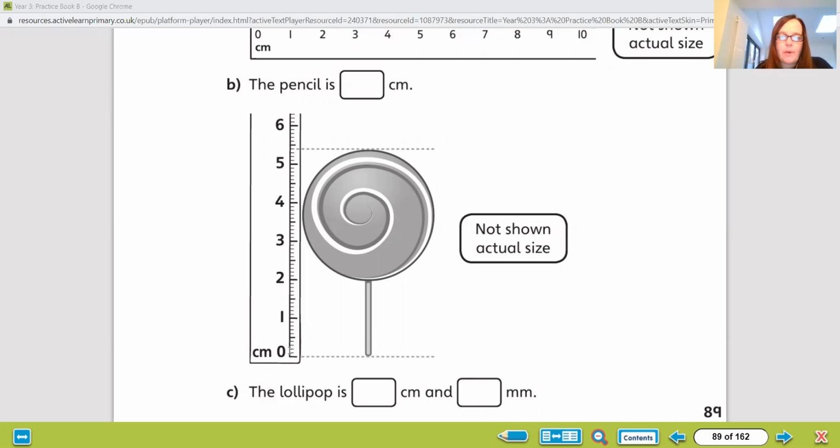So let's see how big the lollipop is. So it starts at 0 and it's 5 centimetres. 1, 2, 3, 4 millimetres. So it's 5 centimetres and 4 millimetres. 1, 2, 3, 4, 5 centimetres. And then each one of these little lines is worth 1 millimetre. 1, 2, 3, 4.